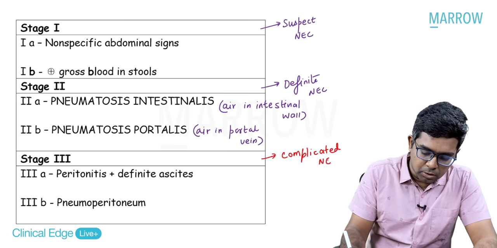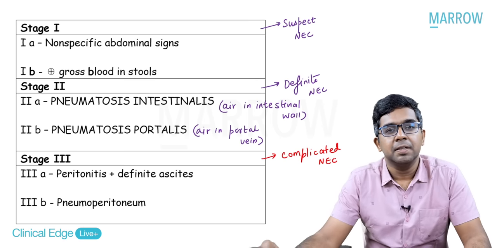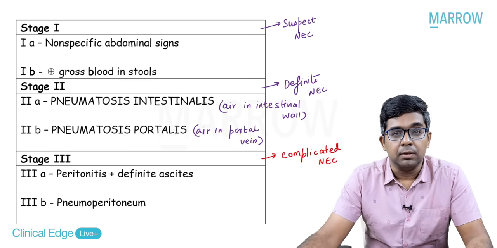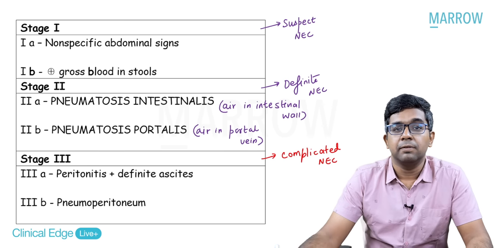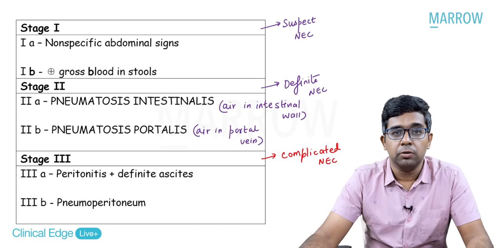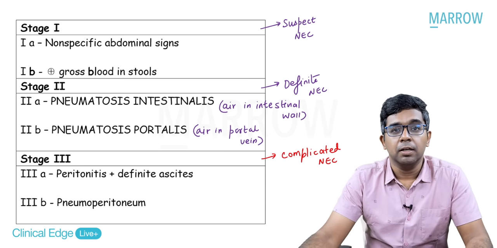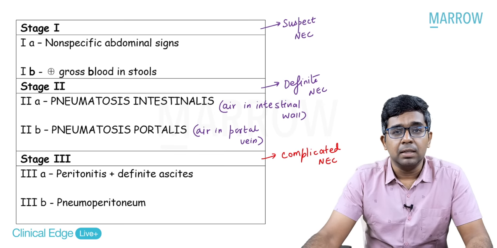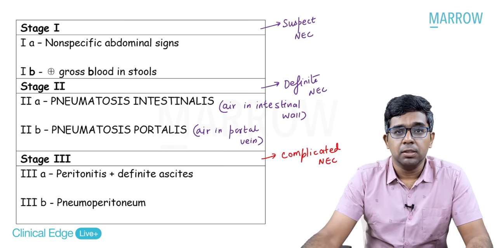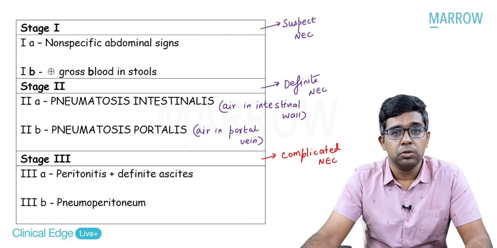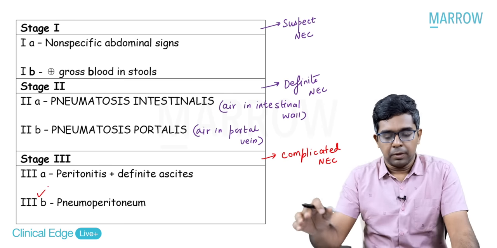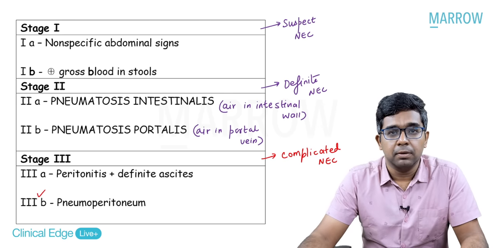Complicated necrotizing enterocolitis, where 3A is peritonitis along with definite ascites, and 3B is characterized by the stage we were discussing in the question, which is pneumoperitoneum due to intestinal perforation. So this is a quick review about the Bell staging in necrotizing enterocolitis. For this question, because it was pneumoperitoneum, the stage is 3B. So that will be the clinical vignette number 7.